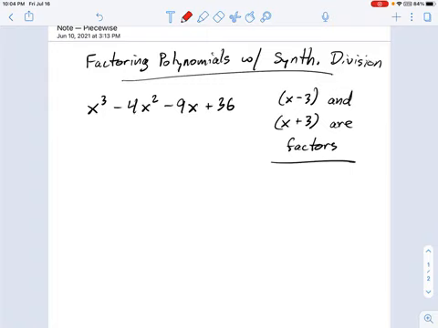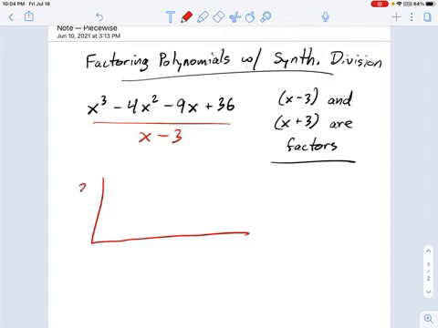So here we go. Let's use synthetic division, and you know what? Let's start off by dividing this by x minus 3. Okay, so what does that mean for the synthetic division bar? That means our first root is 3, the first root that we're looking for. So get this out of here now. I don't need that. So what are the coefficients? I have 1x cubed minus 4x squared minus 9x and positive 36.